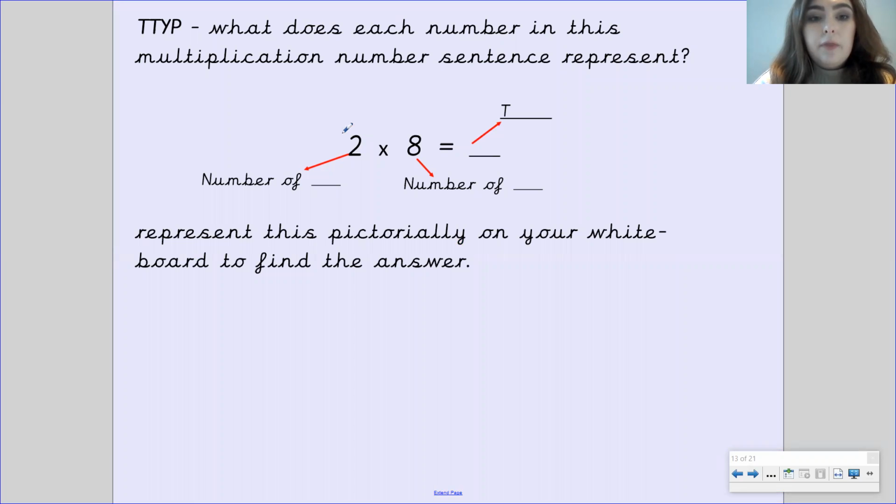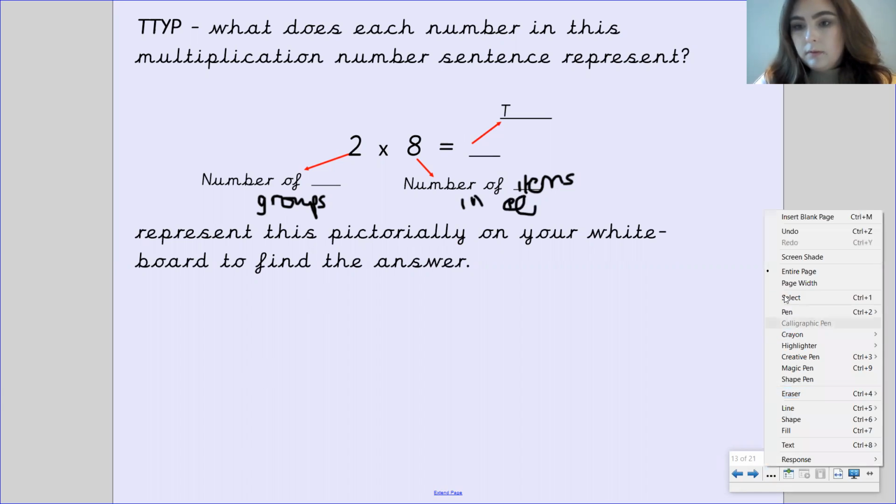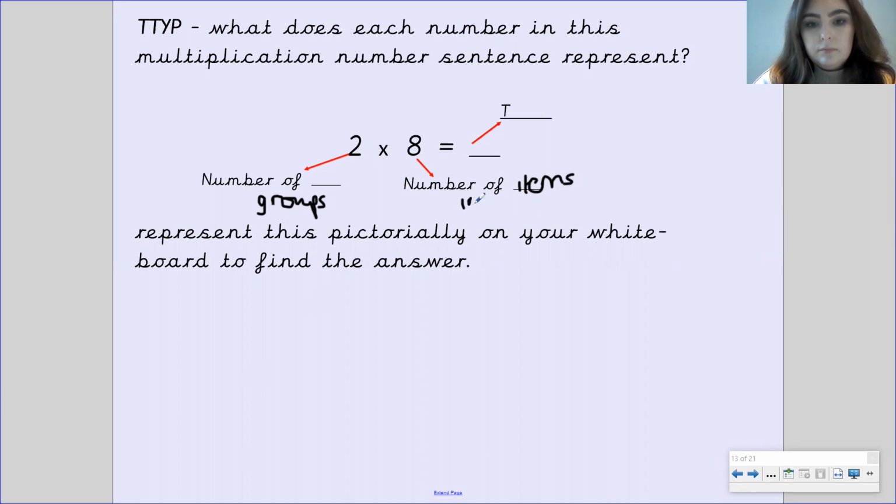Well done if you got that, 2 is the number of groups. So this is how many groups we have. Then you've got 2 times 8 equals, and the 8 is the number of items in each group. And then here is the total.